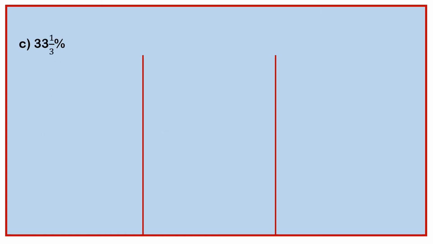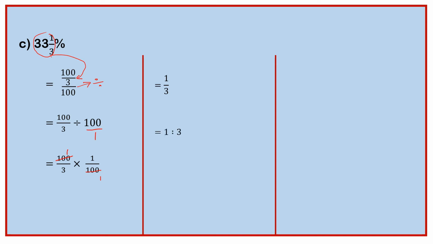Part C, we have got 33.33%. Step 1, convert the mixed number 33 1/3 and make it an improper fraction, and then divide it by 100. The division sign, make it this one, so that we get 100 out of 3 divided by 100, and this 100 we can make it out of 1, and then we get 100 out of 3 times 1 out of 100. So we can take away this 100 and this 100 to get 1 out of 3. So the ratio becomes 1 to 3.